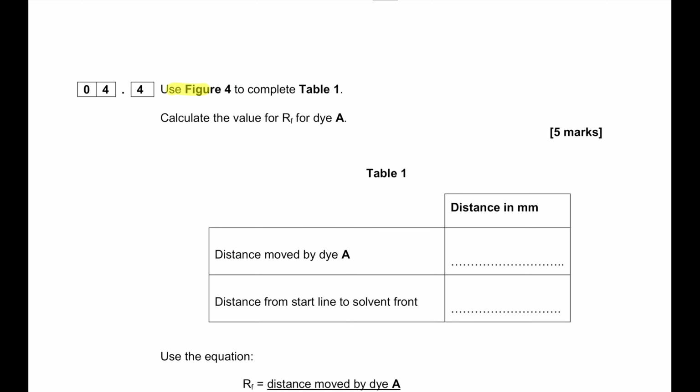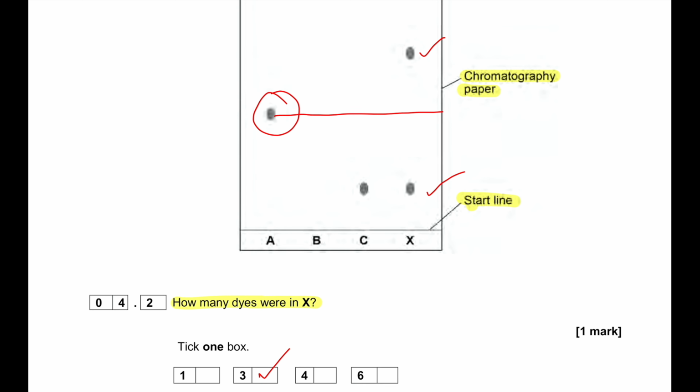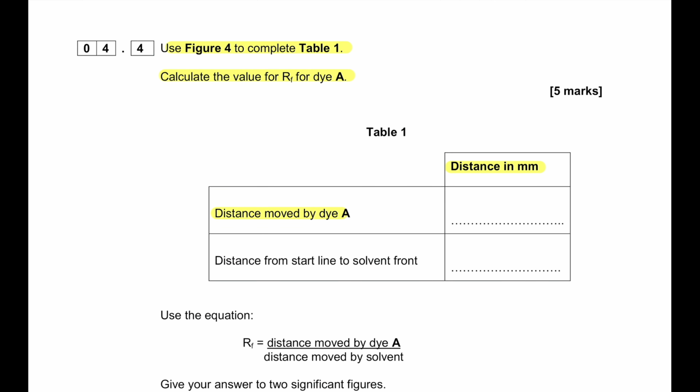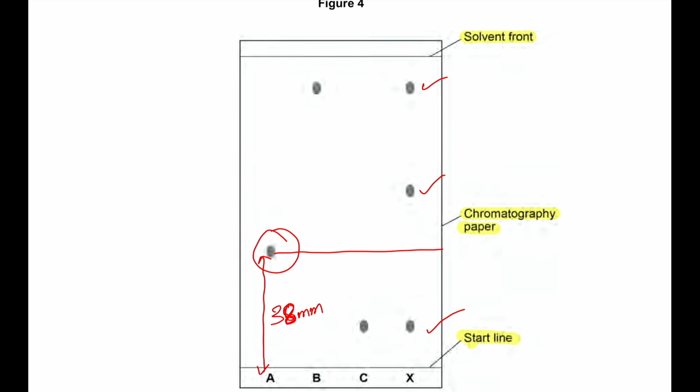Use figure 4 to complete table 1. Calculate the value of RF for dye A. Distance moved by dye A, in millimeters, we would have to calculate for dye A. Now, guys, because we are doing it on a tablet, it will not be possible for us to measure. However, we can see the mark scheme and do it. So this one was 38 millimeters. The second information asked was distance from start line to solvent front. So distance from start line to solvent front would be this distance, and that was 102 millimeters.